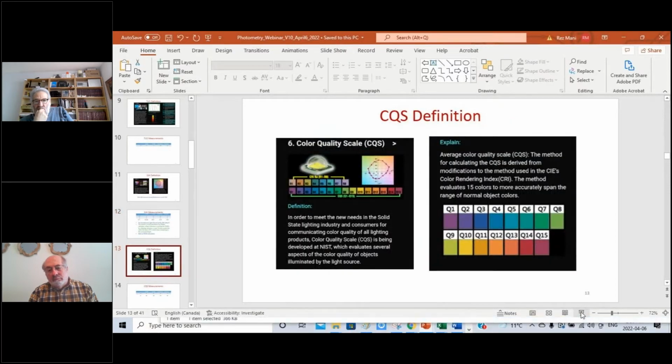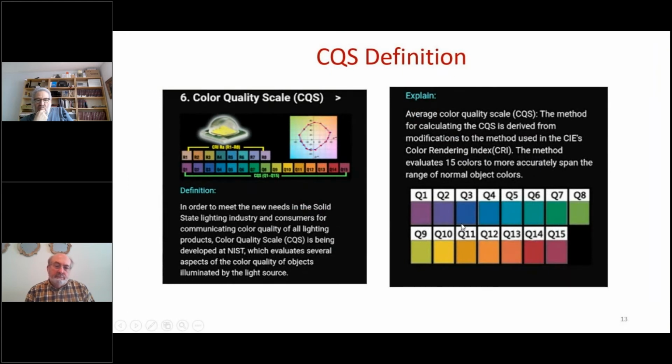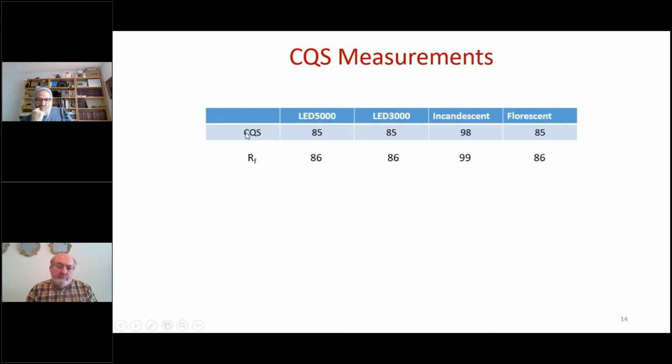Okay. Next, we also have CQS. This is also another color quality scale. You can see the colors are a little bit different. Like Q9 is greenish, whereas in the other case for CIE it was red, and it uses a method for calculating CQS as derived from modification to the method used in CIE, and these are the values that you can see. You can compare this with the RF value, the fidelity index, and they're almost similar to the fidelity index by the TM30.